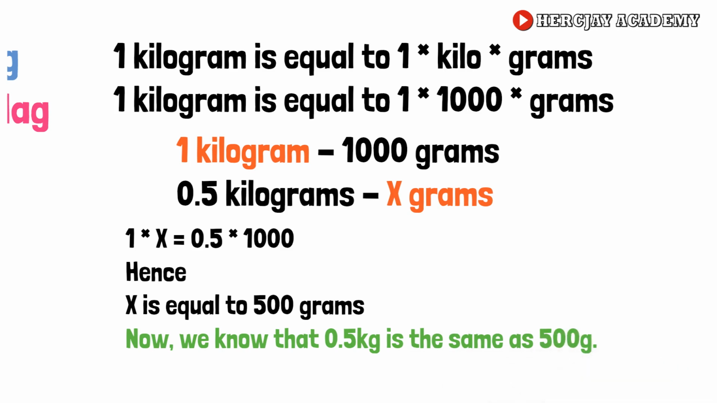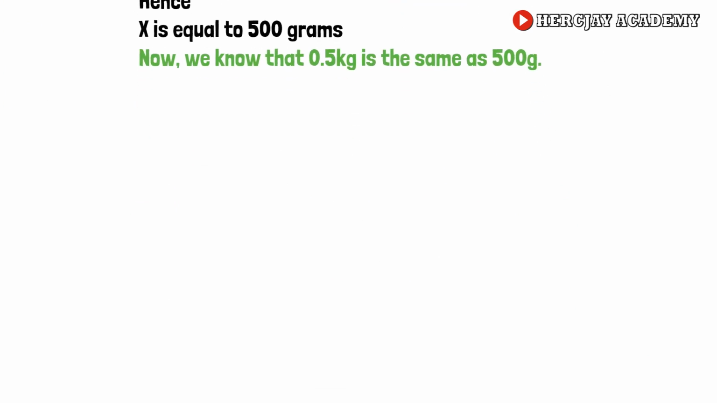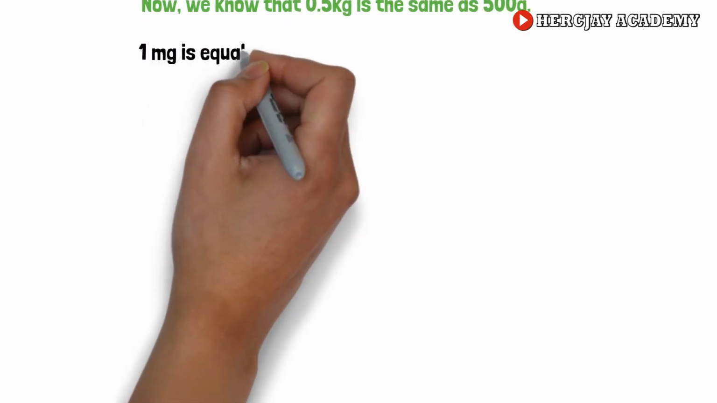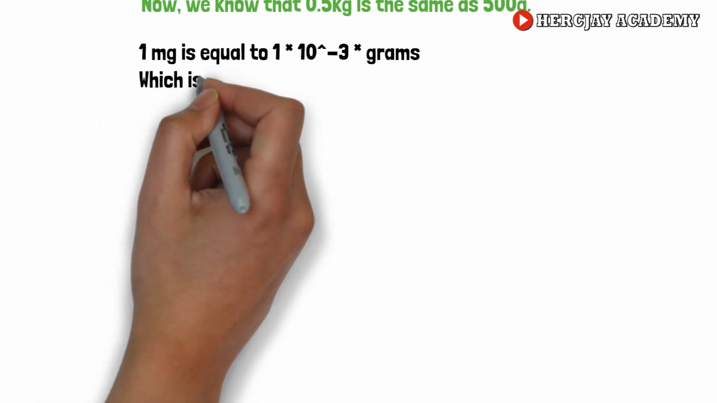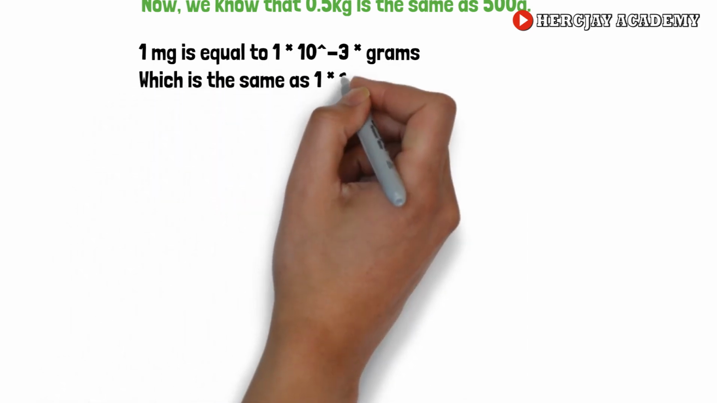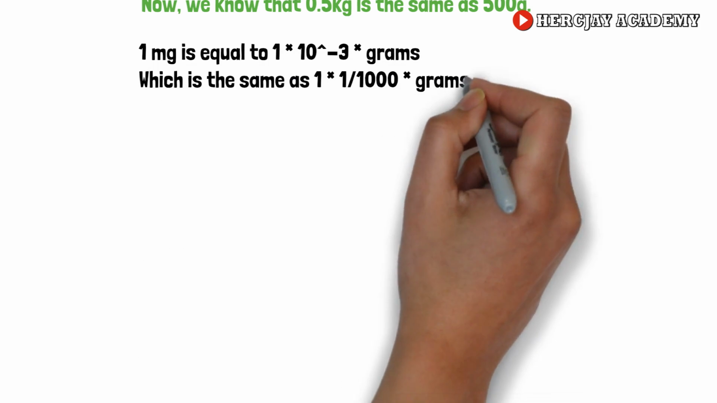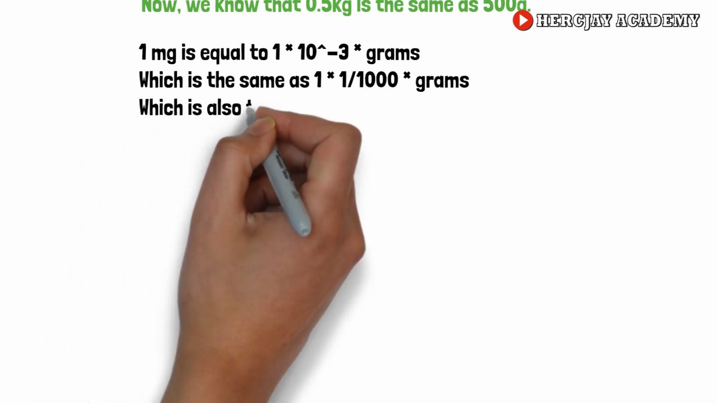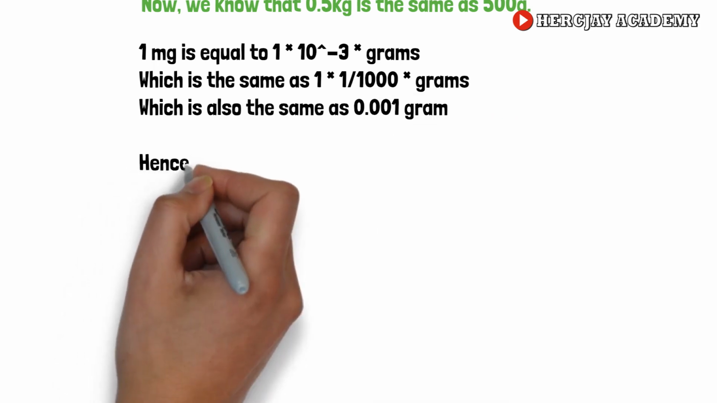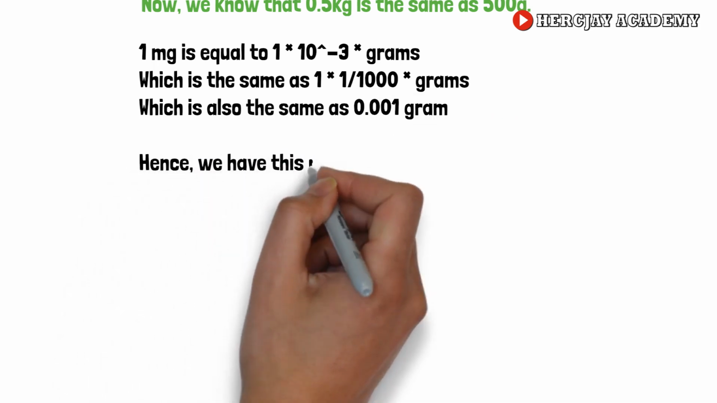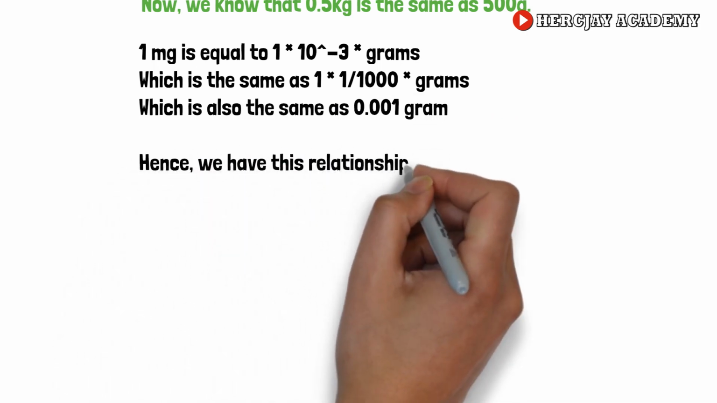Let us do a similar conversion for the next value, which is 50 milligrams. From the table, 1 milligram is equal to 1 times 10 raised to the power of minus 3 times grams, which is the same as 1 times 1 all over 1000 times grams, which is also the same as 0.001 gram. Hence, we have this relationship. 1 milligram is equal to 0.001 gram.